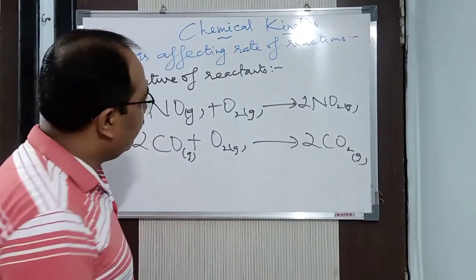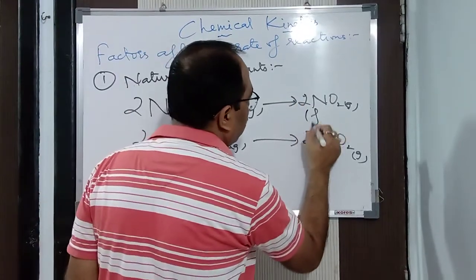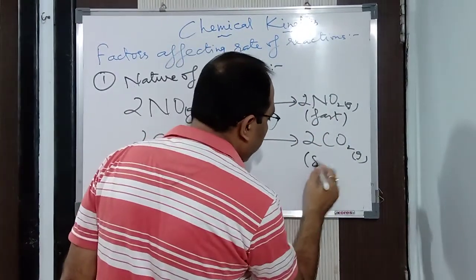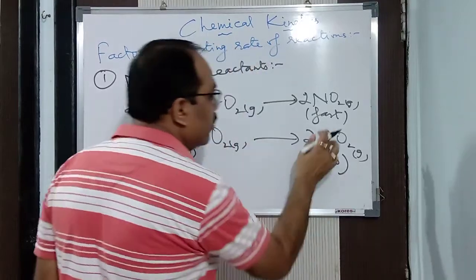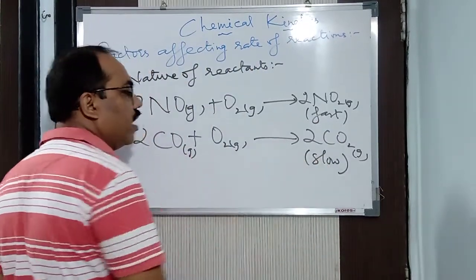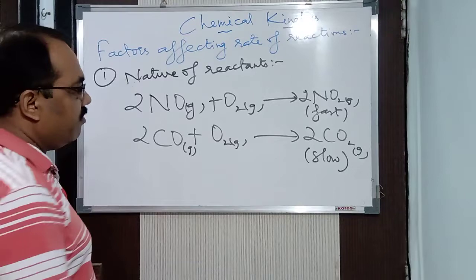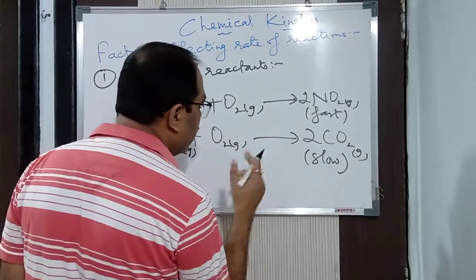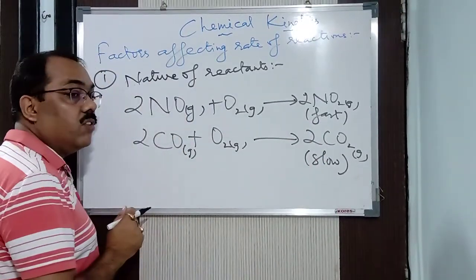But what you find is that the first reaction is faster compared to the second reaction, which is slow. This is a fast reaction. This is a slow reaction. Alright, this is a fast reaction, this is a slow reaction. Why? Same thing: the nature of the bond which is involved here.